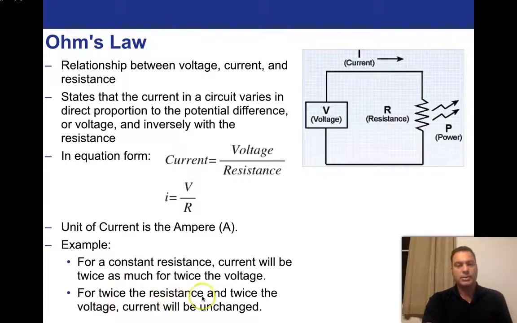For twice the resistance and twice the voltage, the current will be unchanged. So if you put an extra resistor on there, even if you double the voltage, the current won't change. It's a pretty straightforward relationship. Just make sure that you understand that they are, in fact, all related to one another. If you happen to have the voltage and the current, you can work out the resistance and vice versa, right? If you have two of them, you can figure out the third.